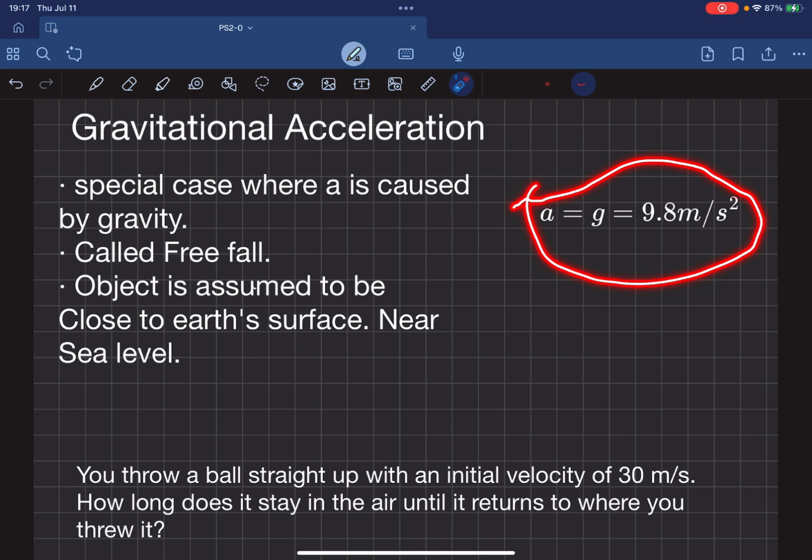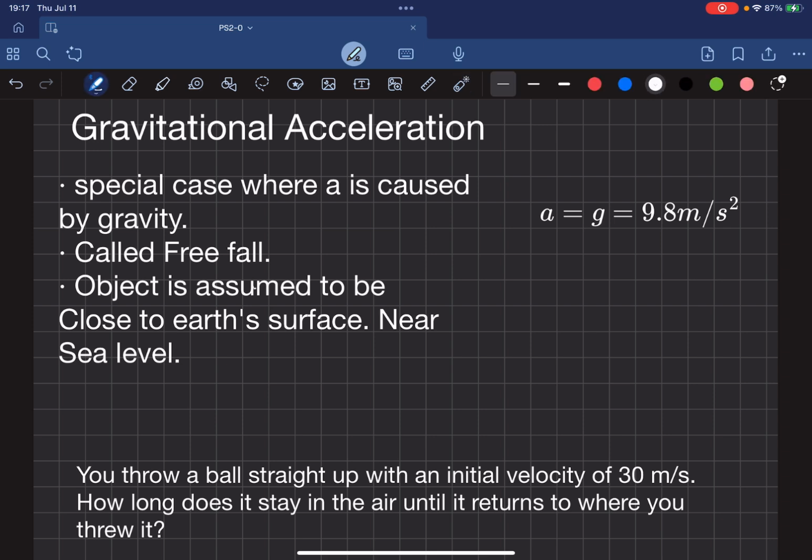And this is so special in physics, we give it its own letter to represent that. A little g. Little g here represents 9.8 meters per second squared. So sometimes when we have an equation like, let's say this equation, x is equal to 1/2 acceleration times t squared, we might replace the acceleration in that equation with 1/2 g t squared.